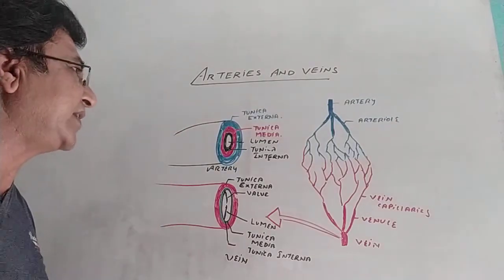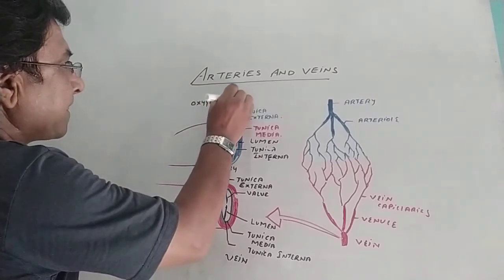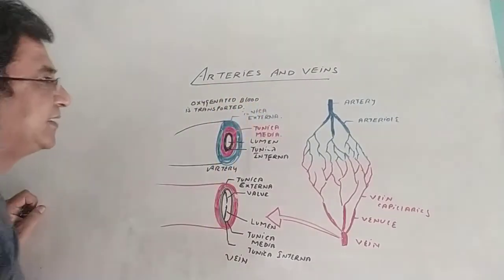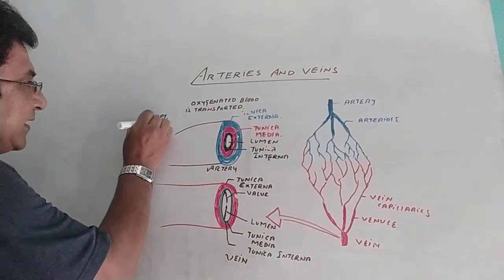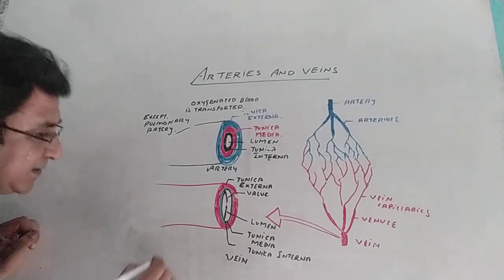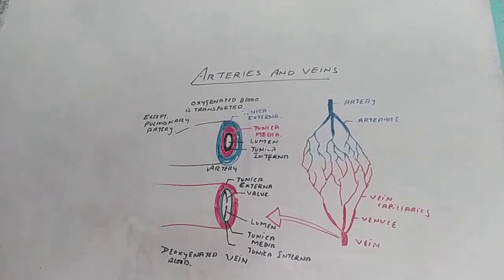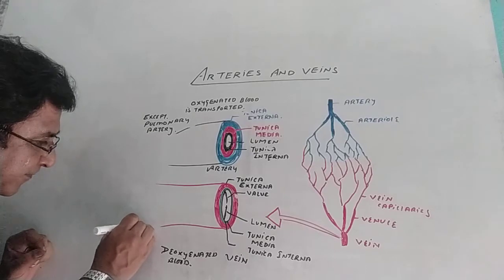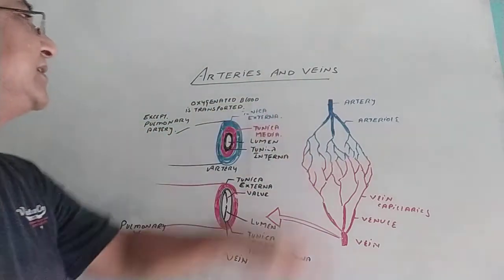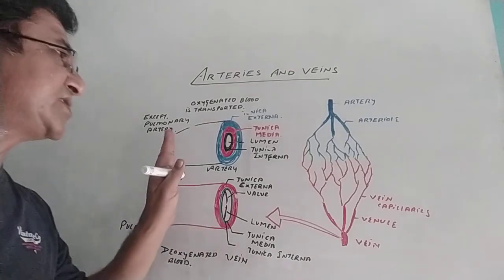So these are the basic differences between arteries and veins. One basic fact to remember: usually oxygenated blood is transported through arteries, except the pulmonary artery, in which deoxygenated blood travels. In the same way, veins transport deoxygenated blood, blood without oxygen, maybe with carbon dioxide, except the pulmonary vein, which takes oxygenated blood to the heart. So these are arteries and veins. I hope you understand, and it will help you understand arteries and veins, their functions and their internal structures. Thank you very much.